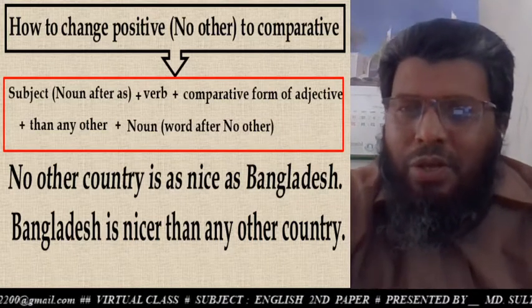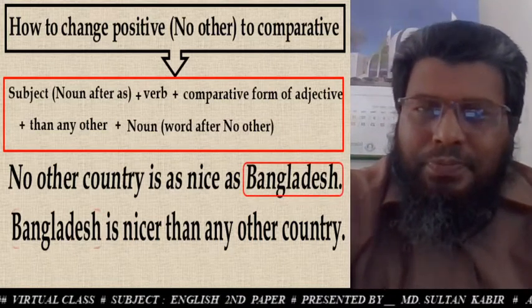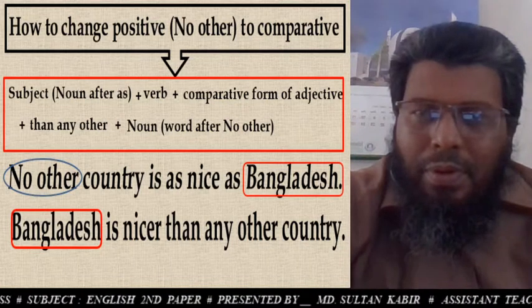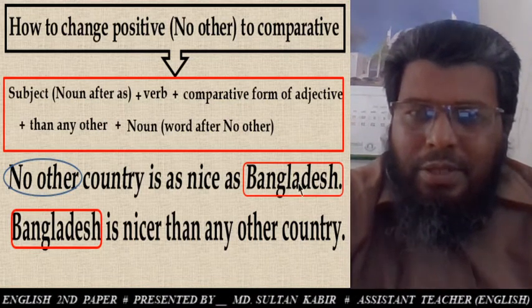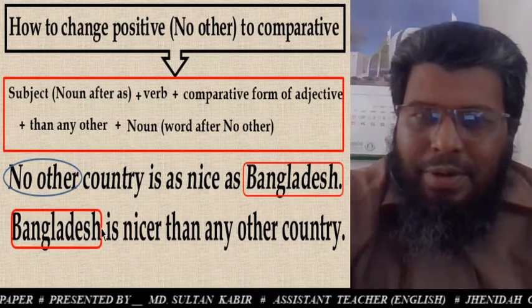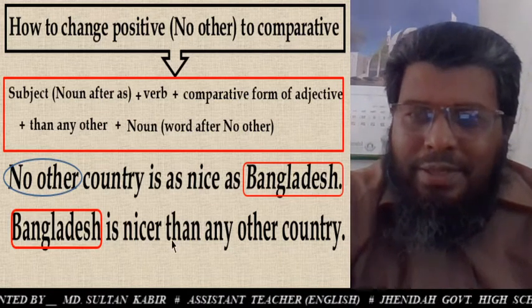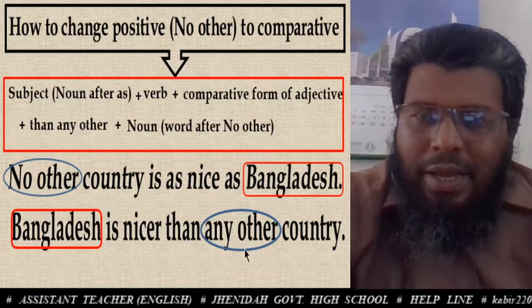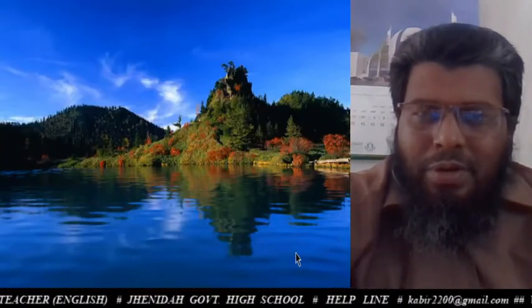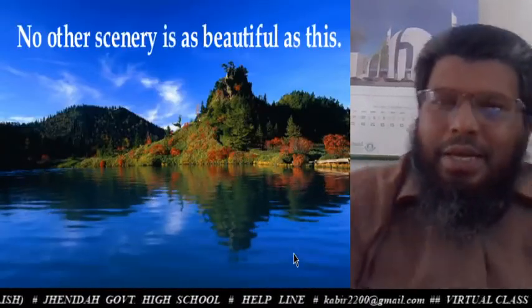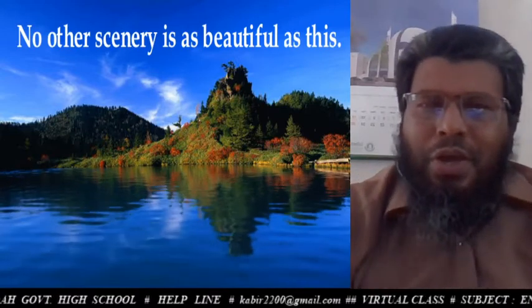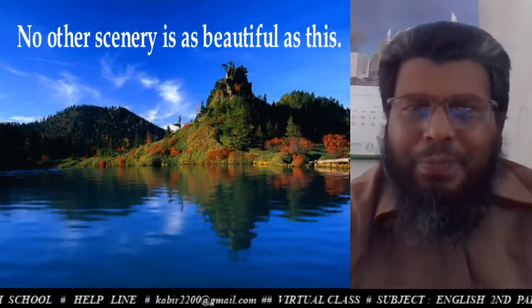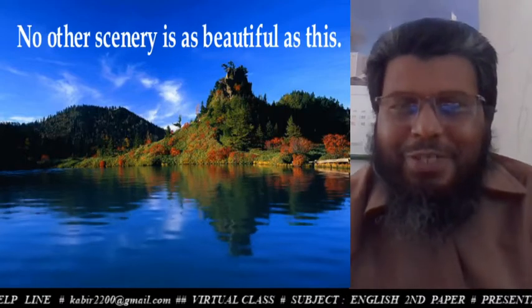I hope you have understood the rules very easily. Okay. Now, dear learners, here, so Bangladesh, and then verb, nicer than any other, and after that the noun after no other. Okay. Now, dear learners, look here. No other scenery is as beautiful as this. This is very beautiful scenery actually.